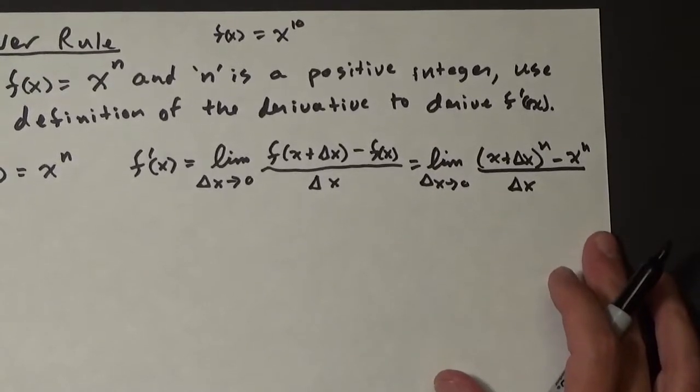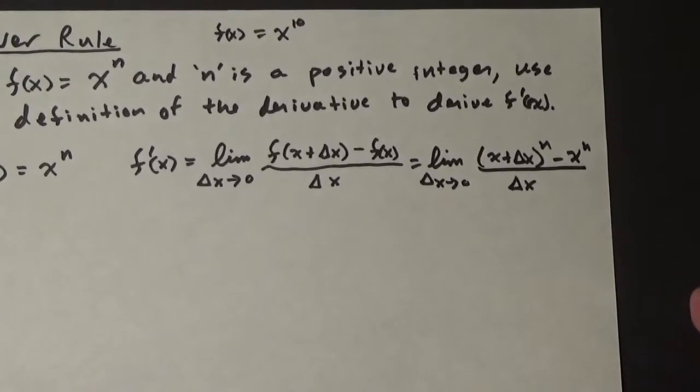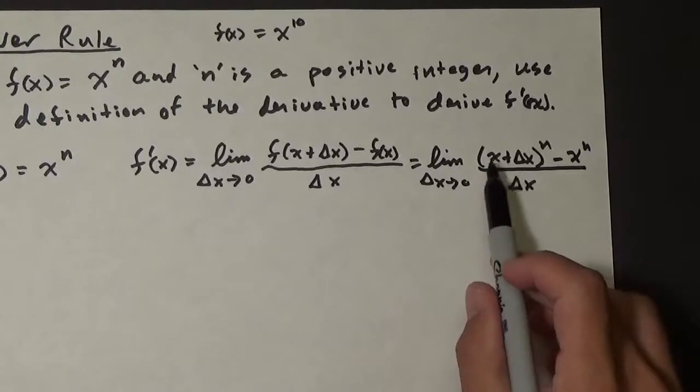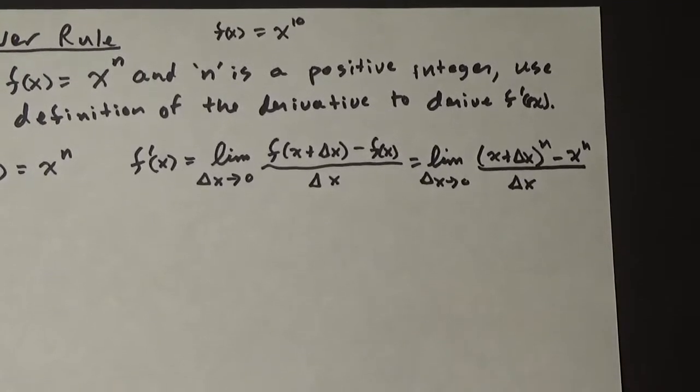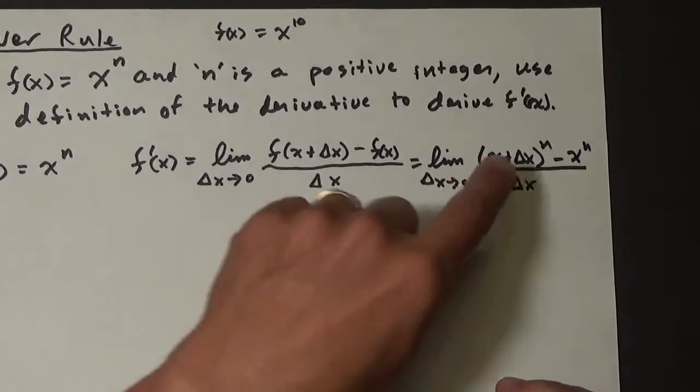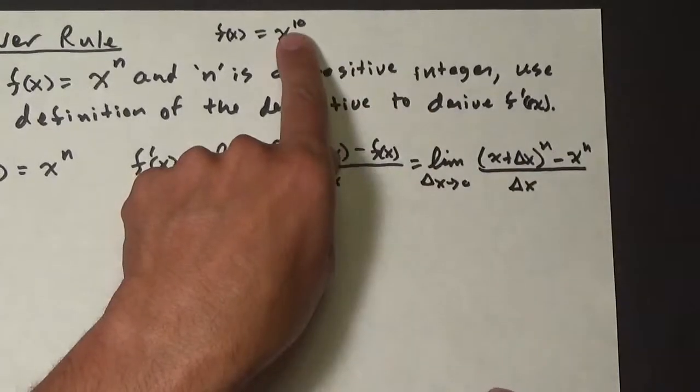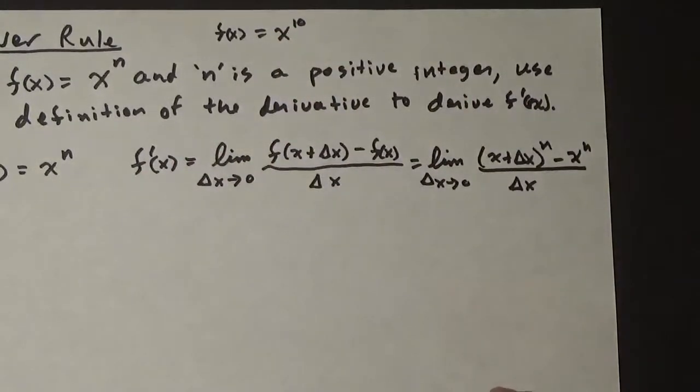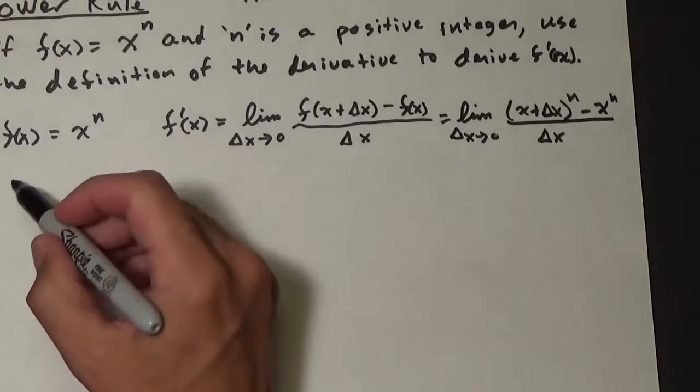Now, in order to evaluate this limit, we need the binomial theorem, because we have a binomial and we have to expand it. Of course, the issue here is we don't know what n is. Like here we put 10, but it could be 100, 1,000. And so we just have to create a generic case of, well, no matter what n is, this is kind of what it'll look like. So let's go back to the binomial theorem.